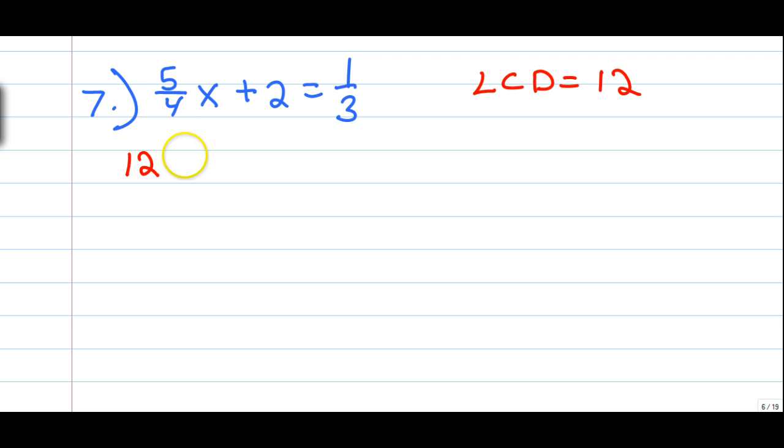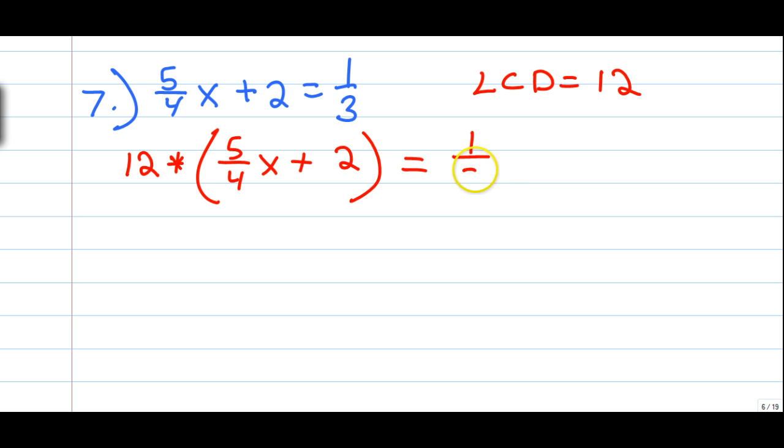So we're going to have 12 times our 5/4 x plus 2. On the other side, we'll multiply by 12 as well, so we'll multiply a 12 to a 1/3. So let's go back and distribute these. So a 12 times a 5 would equal a 60 over a 4.